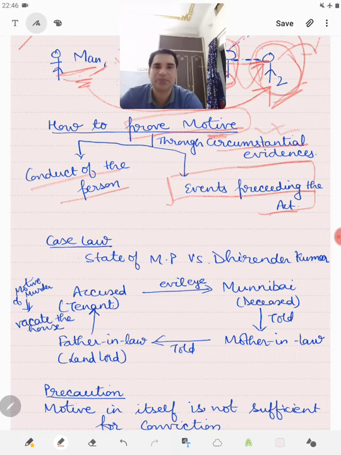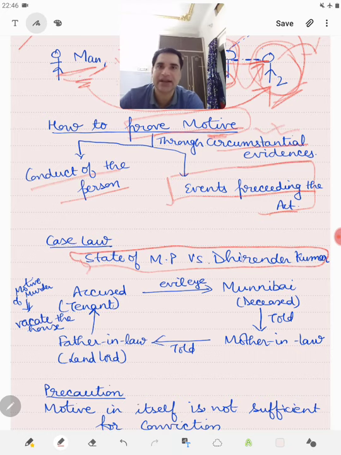Now, one important case law on motive, which I want you to know and, if possible, write in the examination, is State of MP versus Dhirendra Kumar. In this case, the facts were that the accused was a tenant and he had an evil eye on one Munnibai. Munnibai is the victim, the deceased.